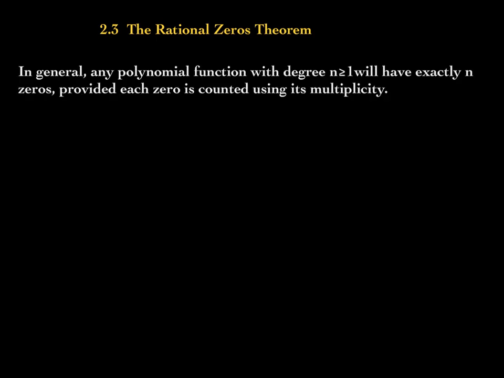Now, what we've discovered in the previous lesson is that any polynomial function with degree n greater than or equal to 1, so n stands for the degree of the function, will have exactly n zeros, provided each zero is counted using its multiplicity. So we found that a cubic polynomial, which is degree 3, has 3 zeros. We found that a quartic polynomial function, which is degree 4, has 4 zeros, as long as you're counting each zero using its multiplicity. All right, so that's where we left off in the previous lesson.